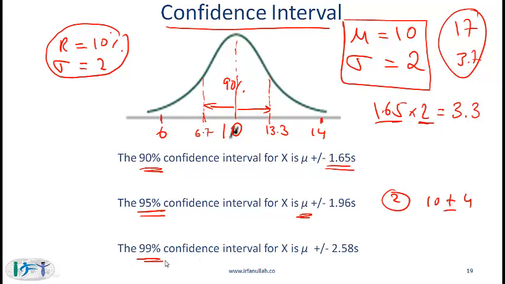And finally, you can say with 99% confidence that the returns will be mu or 10% plus or minus 2.58 standard deviations. Notice that between this slide and the previous slide, here we are using slightly more precise numbers. So even though these also are approximations, they are better approximations than what you saw on the previous slide.